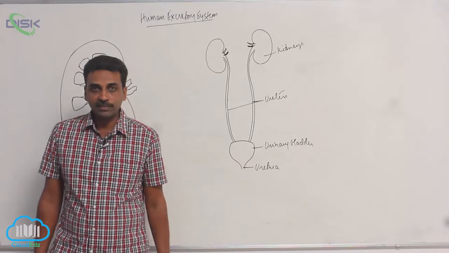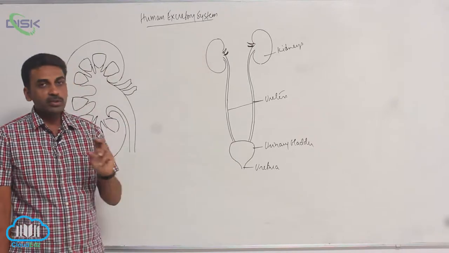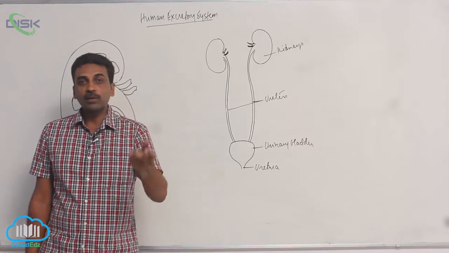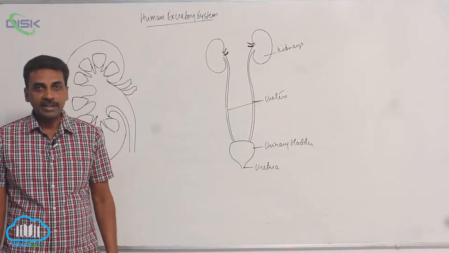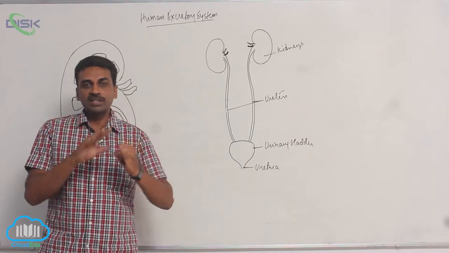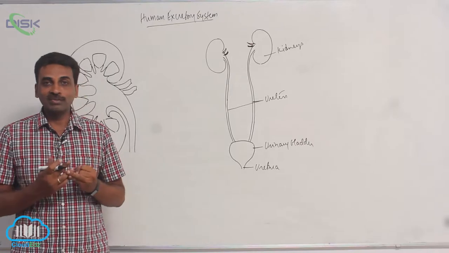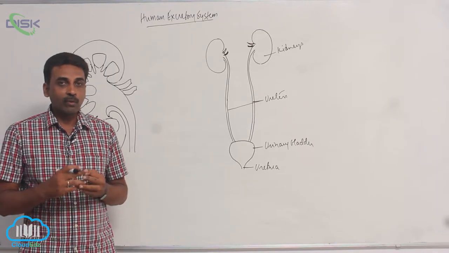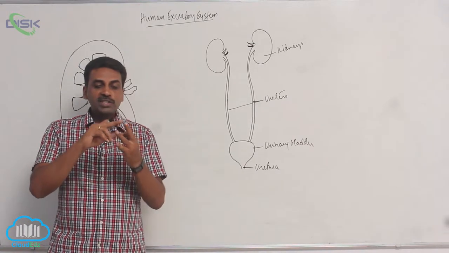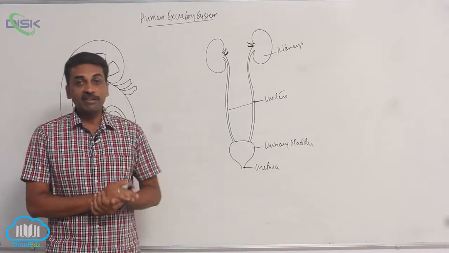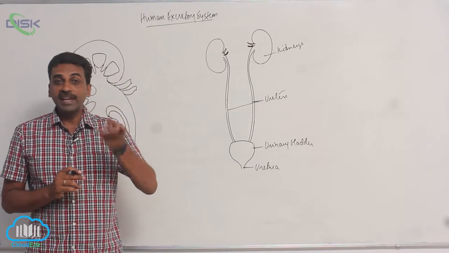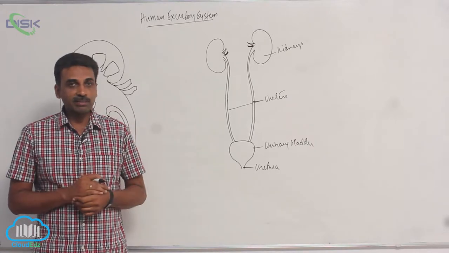Now, nephrology. It is the study of the structure, anatomy, physiology, and pathology of kidneys. Anatomy means its structure. Physiology means its function, how it is working. Pathology means what are the diseases seen in that. So the anatomy, physiology, and pathology of kidneys, the study of which is called nephrology. Urology is the study of the male and female excretory system and the male reproductive system.